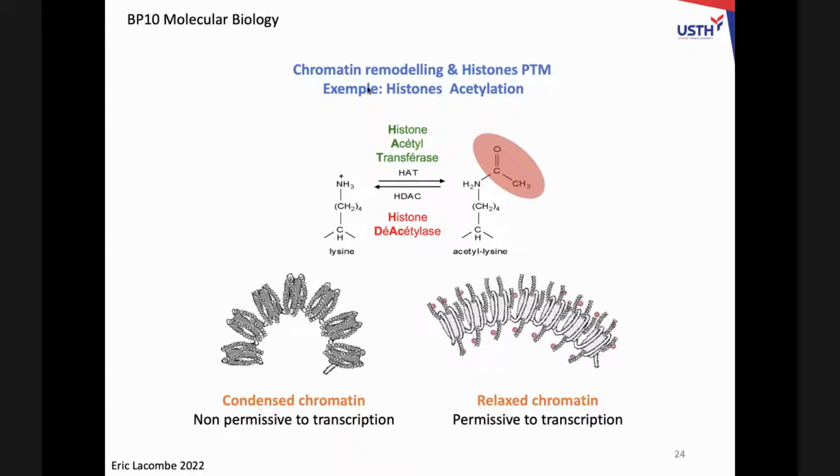So I talked to you about histone acetylation. The acetylation of the lysine at position 9, for example, of one histone is done by an enzyme called histone acetyltransferase, and you can see the reaction. There is an acetyl group that is linked to the amino group of this amino acid, and the consequence was the shift from a condensed chromatin to an open chromatin. The condensed chromatin was not open to transcription, and the open one is open to transcription. So this was one example concerning the acetylation of the histone.